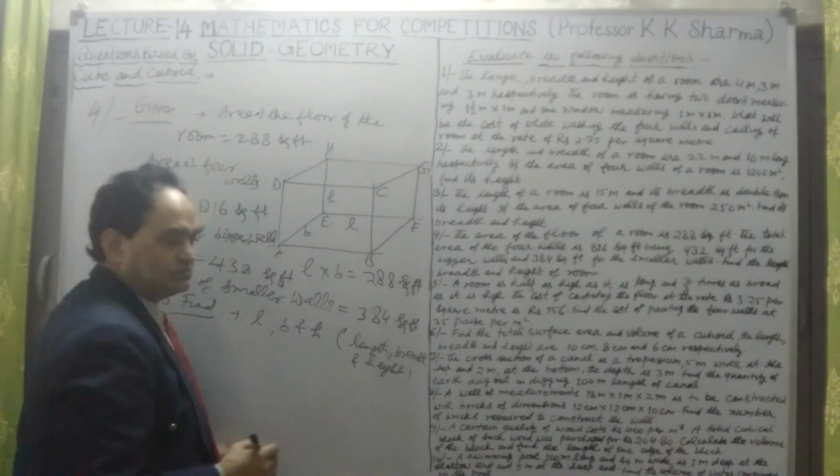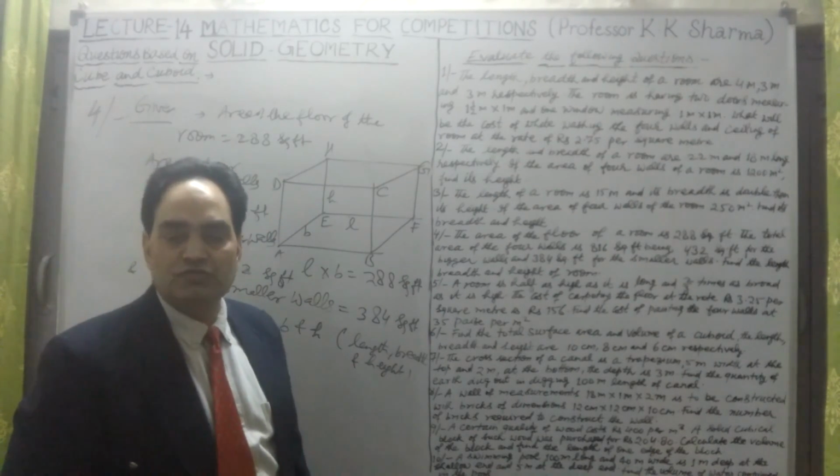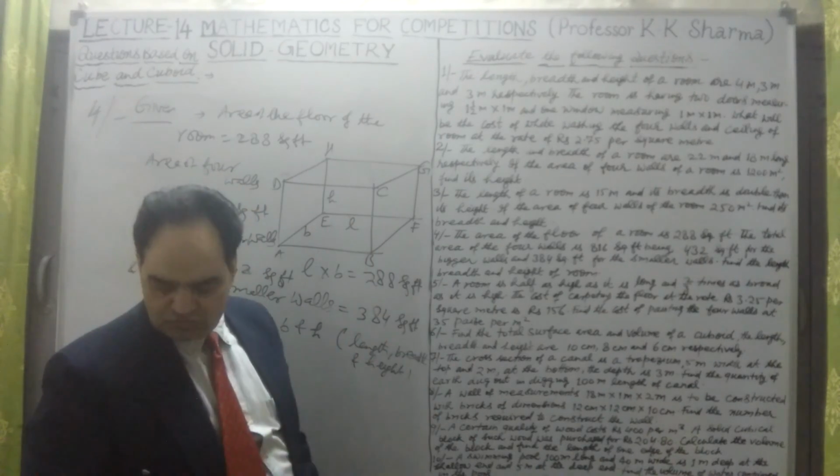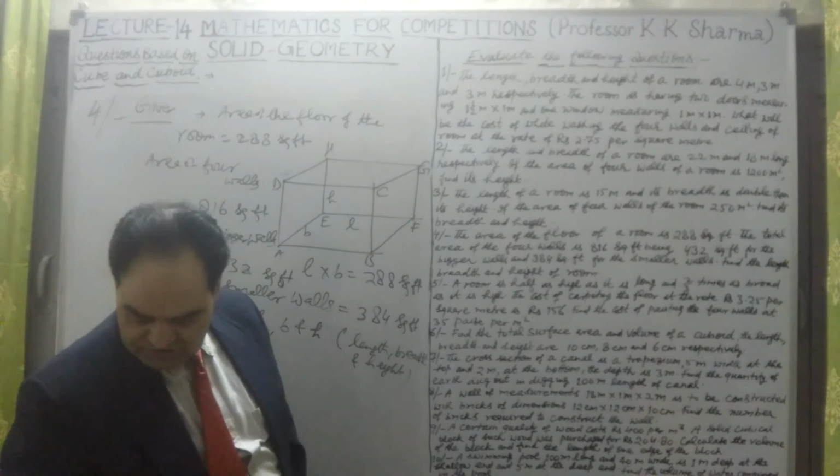Length, breadth and height of the room we have to find out. All the three, length, breadth and height, we have to find out. And what is given to us? So simple one. Now let me just take them one by one.